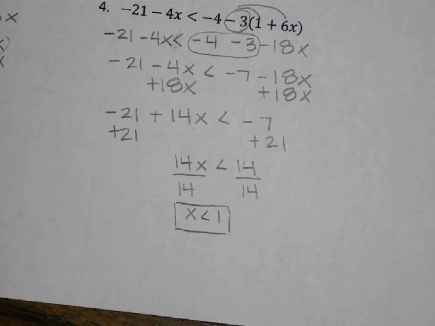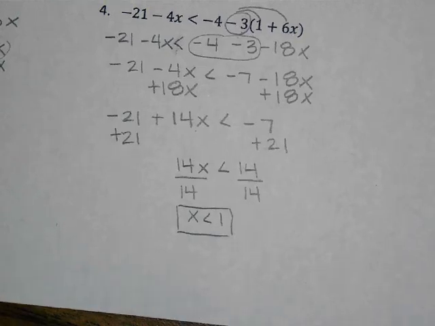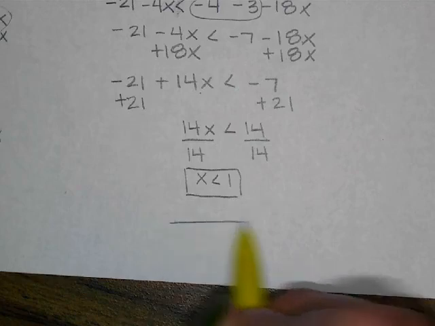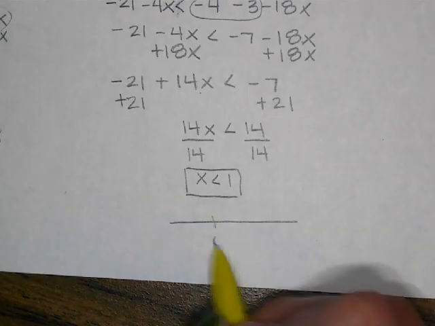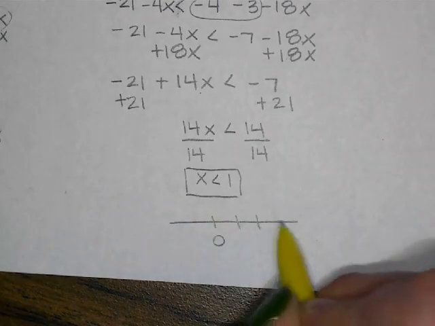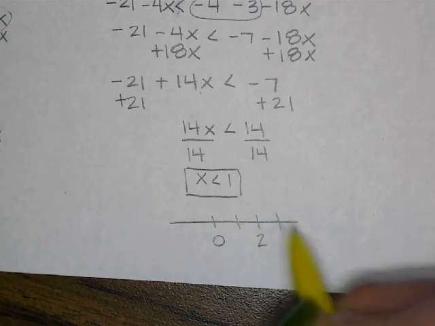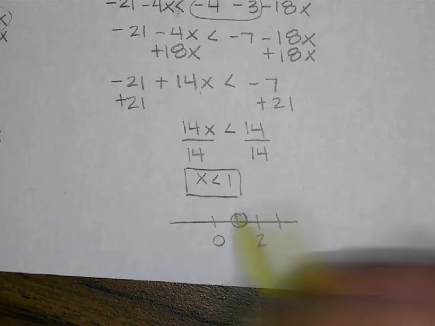Okay, and then how do we draw this one? Okay. Do we fill in the circle or not fill it in? No. Okay, don't fill it in. Arrow goes to the left. Perfect. Okay.